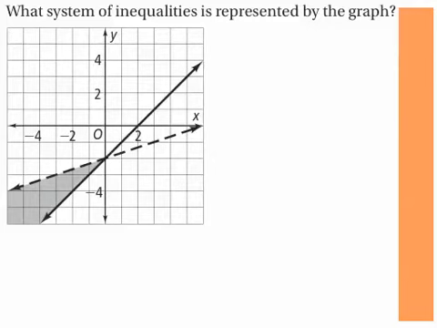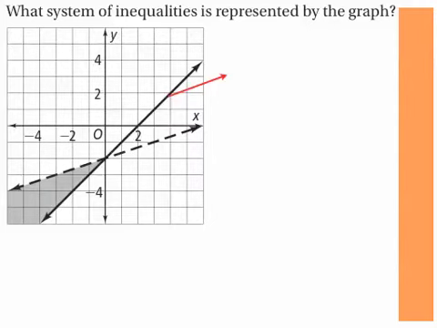In this example, they've given us a graph and they ask what system of inequalities is represented by the graph. I need to look at each line and shading separately, and I can write the two inequalities that combine to make this system. Let's look at the solid line first. If you look at the shading, it is above this solid line, and it's a solid line, so I know y is going to be greater than or equal to, and then I need to find the slope and the y-intercept of this line.